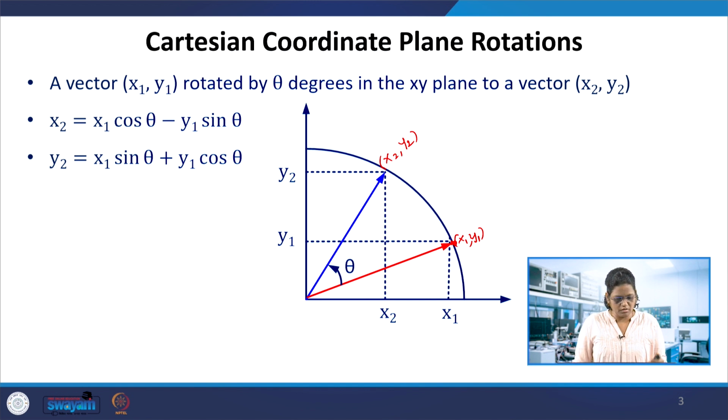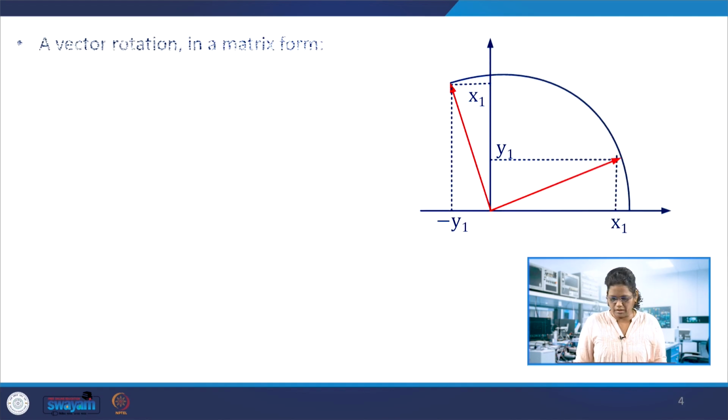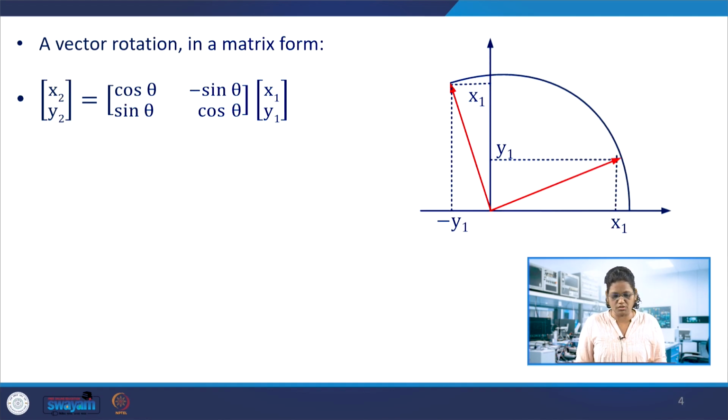If you write these two equations in matrix form, x2 and y2 equal the matrix cos theta, minus sin theta, sin theta, cos theta, multiplied by x1 and y1. So it's a 2 by 2 matrix with the two equations we had, and x1 and y1 are the inputs. If you get the point x2 y2 at the output, the vector can rotate in the plane. So here theta can be of different values.